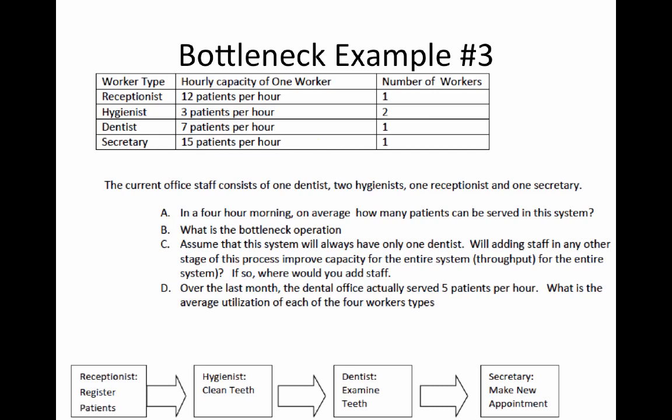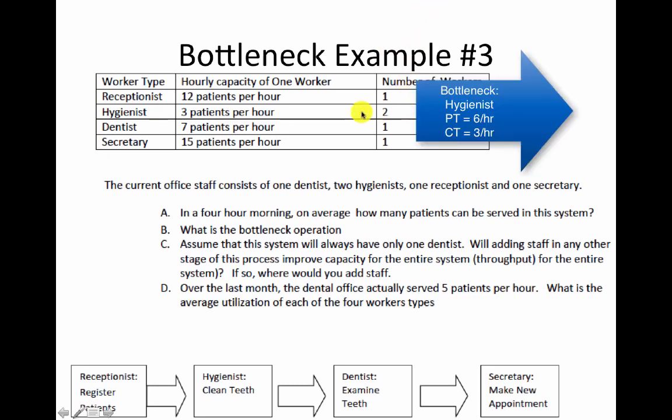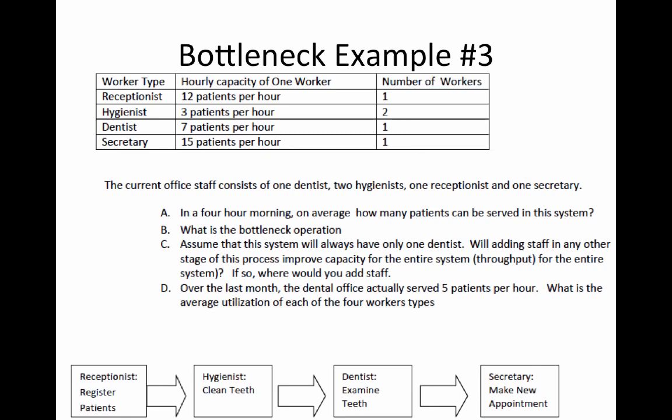So in the receptionist, they can see 12 per hour. We look down at the list, we see the hygienist is 3 patients per hour. So it's clearly the lowest number per hour, meaning it takes 20 minutes for the hygienist to see each of those patients. So even though we have 2 workers, that essentially means we can now see 6 patients per hour. So that's still the lowest number in terms of cycle time. Or I should say the lowest number of patients per hour. And it takes the longest amount of time for that step per patient.